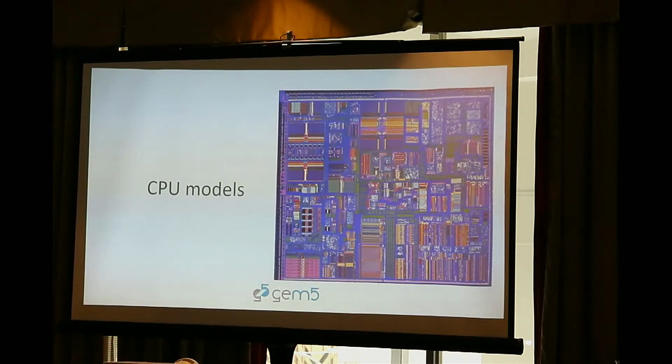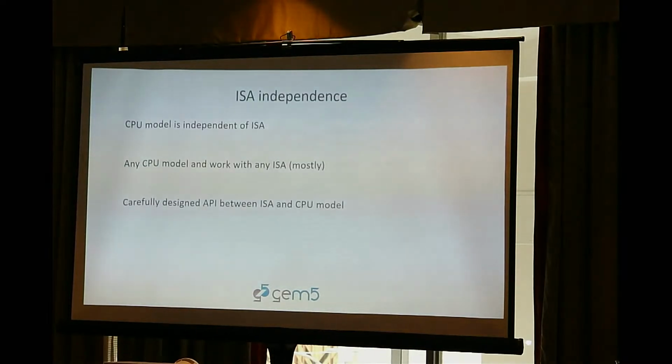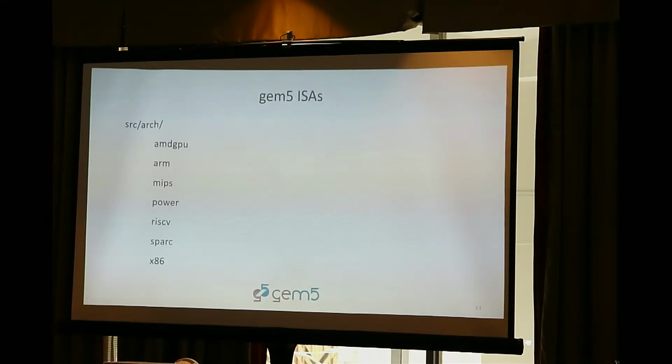All right, CPU models. Sorry, I'm flying through this. Interrupt me if you have a question. So the cool thing about gem5 CPU models is that they are ISA independent. So you can create an ISA, and that will work with any CPU model. You can create a new CPU model that will work with any ISA. So this API between the ISA and CPU model has been carefully defined.